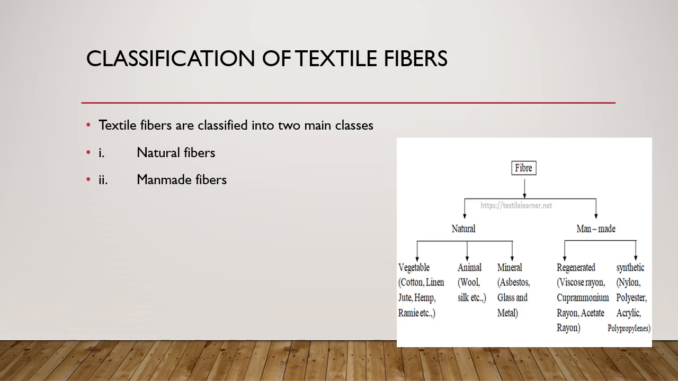Then you have the other class, that is the man-made fibers. Under the man-made fibers, you have regenerated and the synthetic. Under the regenerated fibers, we have viscose rayon, cuprammonium rayon, and acetate rayon. Under the synthetic, we have nylon, polyester, acrylic, and polypropylene.